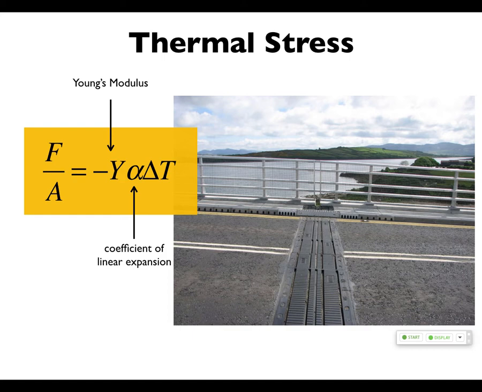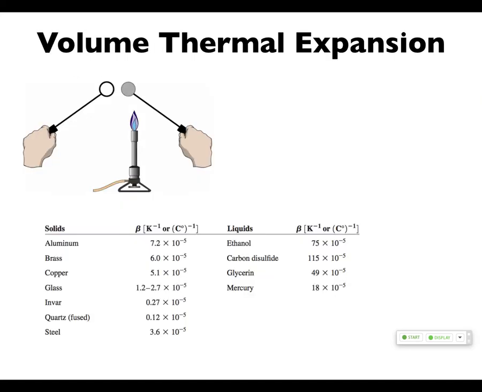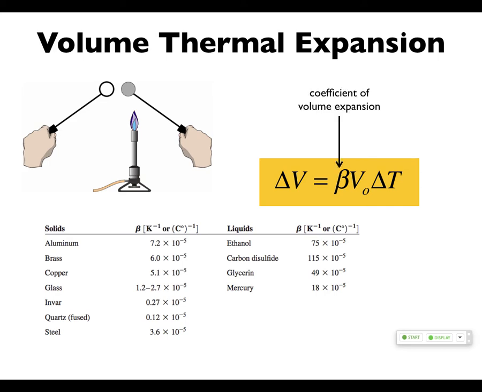That would be the pressure the bridge would feel, and you can measure it with a pressure sensor. All right. You can also have volume thermal expansion. It looks pretty similar. Your change in volume is now this coefficient times V, your original volume, times change in temperature. And this is your volume expansion coefficient, which is also dependent on material.